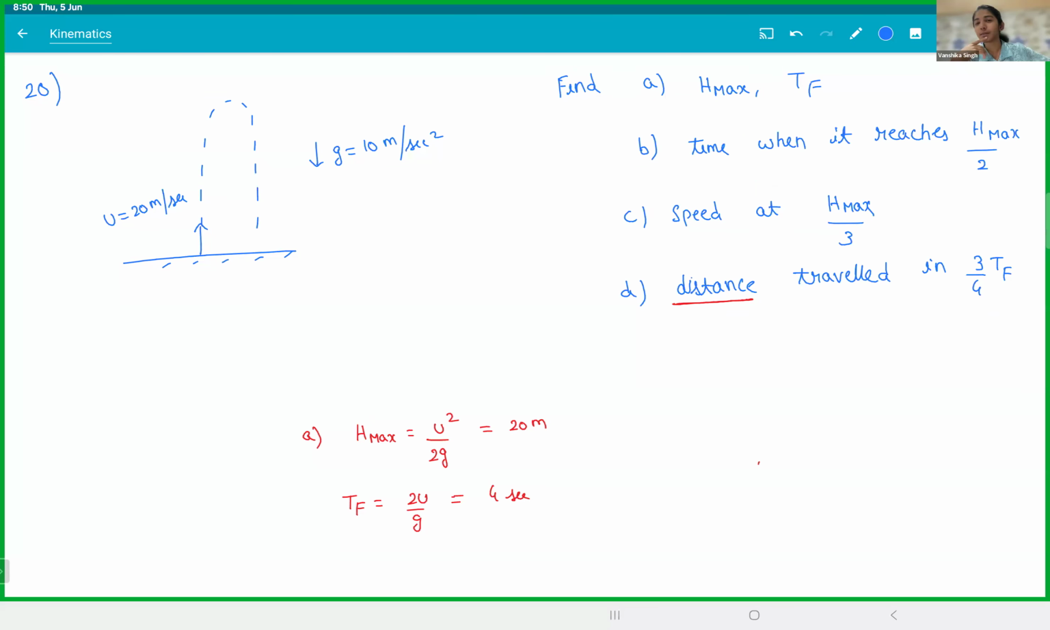Or means H max is the total distance? No, H max is simply the maximum height. So this is H max, which is 20 meters, isn't it? If I ask you what is the height of the building, what will you say? Let's say if it's 50 meters, height of the building is 50 meters, right? That's it. Right, Param.